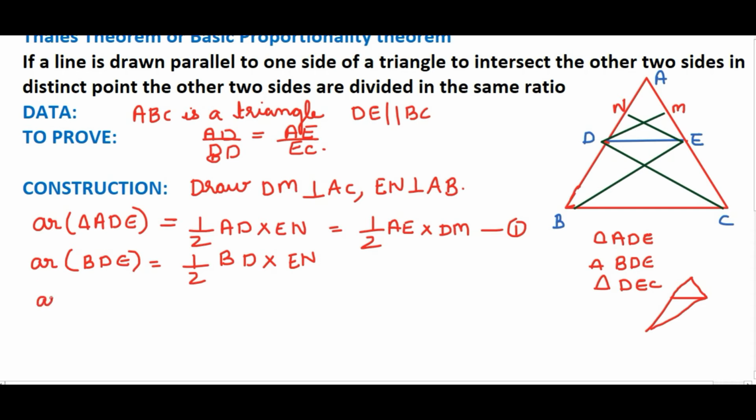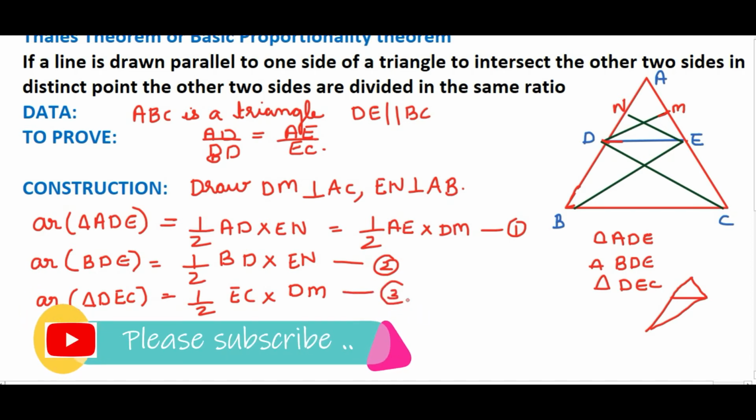Same way, area of triangle DEC, again half into, so here base we can take as EC into height will be DM. That is also an obtuse angle triangle. You can see DEC, obtuse angle triangle. You extend the side and join to the vertex. So DM is the height of this triangle. So let this be equation number 2 and this is equation number 3.